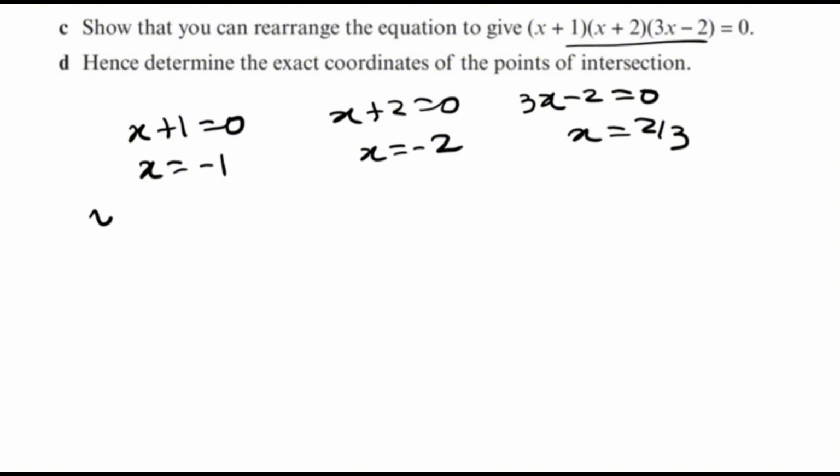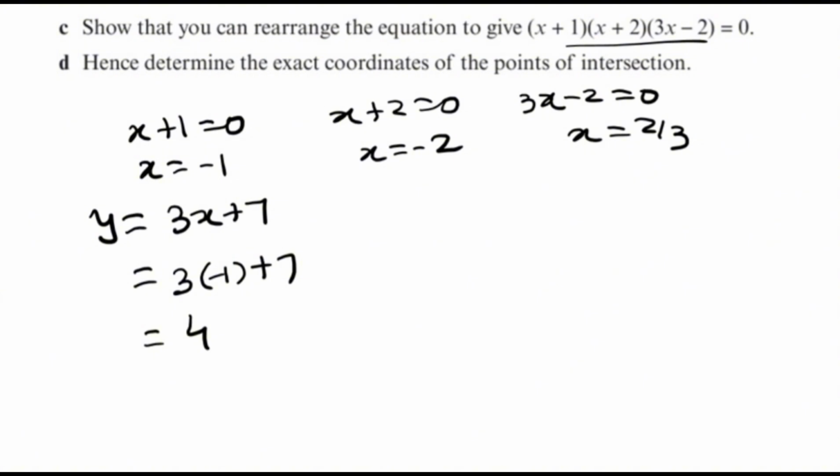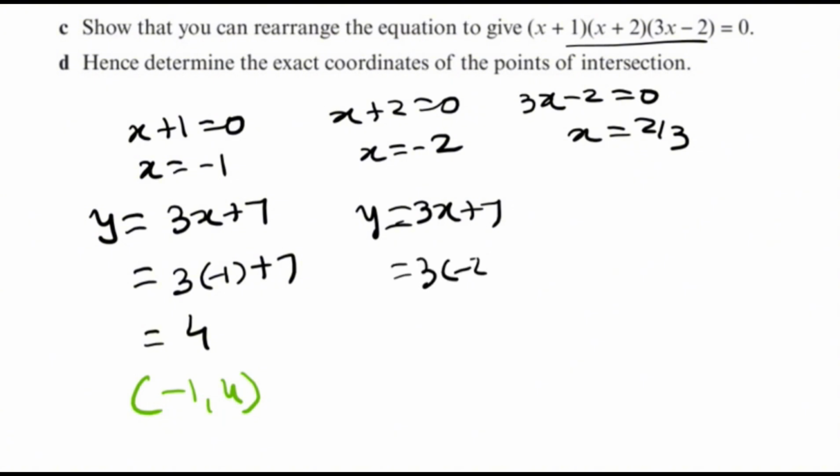To find the y coordinates, we are using one of the functions, which is 3x plus 7. I substitute minus 1 here. So 3 times minus 1 plus 7 will give me 4. So the first coordinate I got is minus 1, 4. Y is equal to 3x plus 7. We are finding another coordinate. Substitute minus 2: 3 times minus 2 plus 7 will give you 1. So the second coordinate we are getting is minus 2, 1.